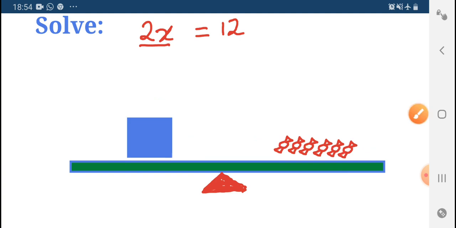So how do we write this down? So we divide this side by 2, we divide that side by 2 as well. So we've halved both sides, so we're left with x is equal to 6.